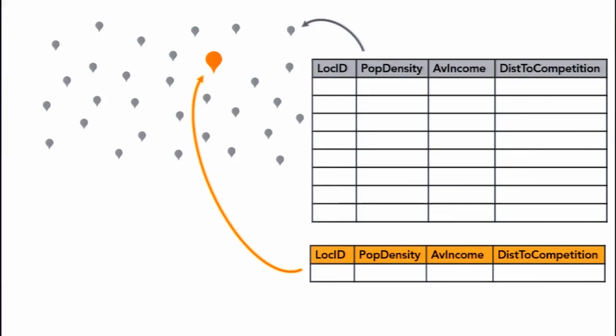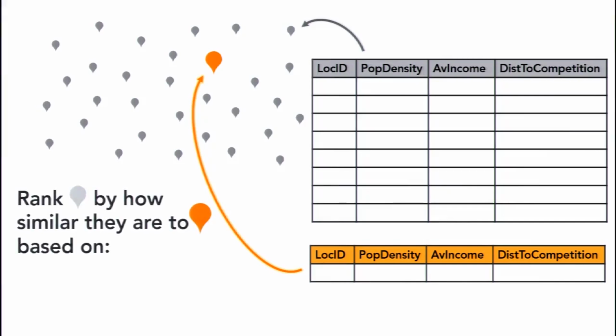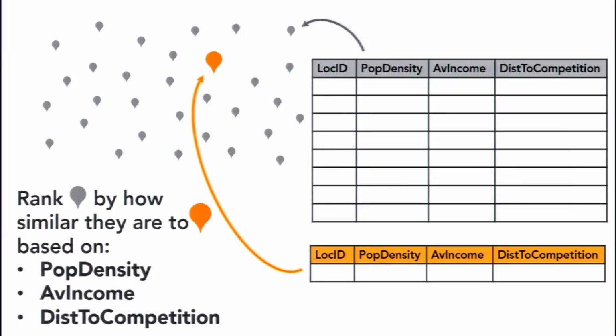So what I want to do is rank my potential store locations by how similar they are to my high-performing store based on 3 variables: population density, average income, and distance to competition. Depending on how many results I ask for, in this case 5, give me the 5 locations that have the most similar attributes to my high-performing store, and the tool is going to rank those 5 locations for me with an output, and we can see how that looks.